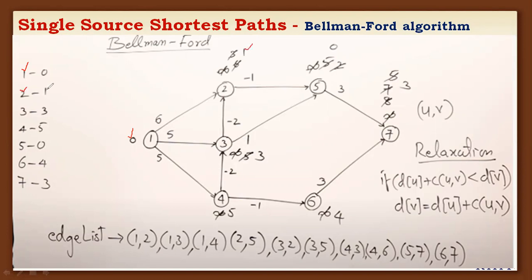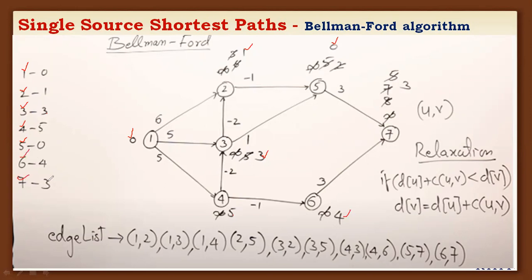What is the minimum distance of node 3? The minimum distance of node 3 is 3. Node 4 minimum distance is 5. Node 5 minimum distance is 0. Node 6 minimum distance is 4.